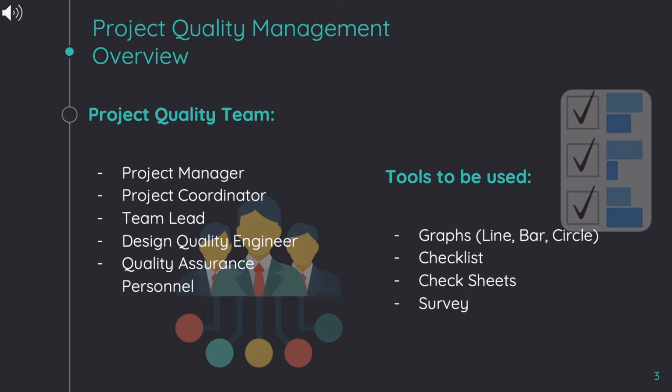In addition, we will be using different tools to measure project quality and level of conformance to define quality metrics. We will use graphs, namely line, bar, and circle graph, to easily analyze data visually. We will use checklists as well in order to ensure the systematic progress of the project. Thirdly, we will use check sheets to analyze data for corrective and preventive actions. And lastly, we will conduct a survey to determine insights on customer satisfaction after the completion of the project.